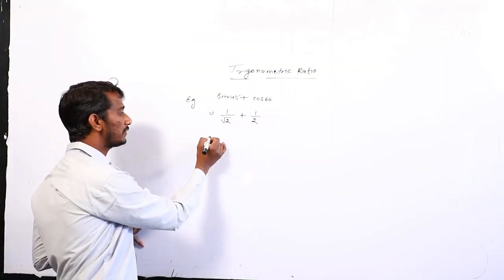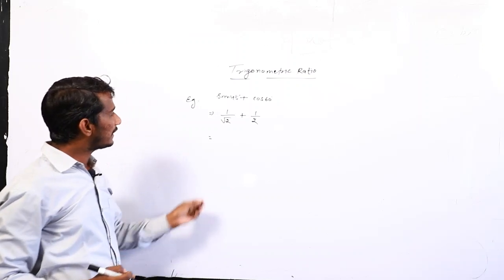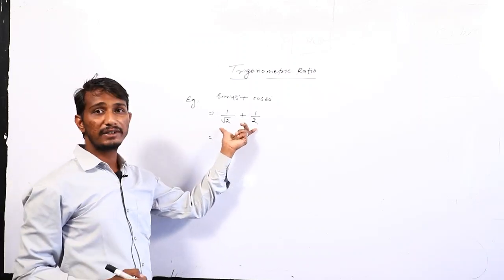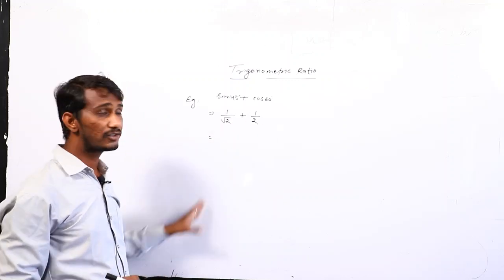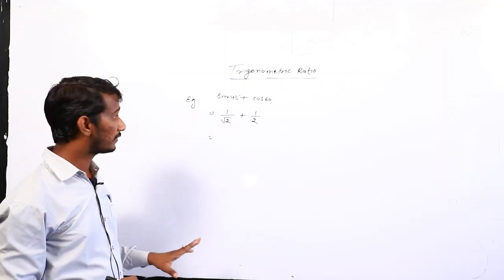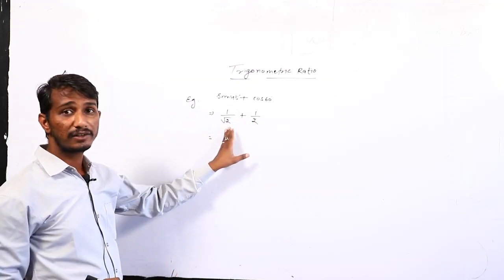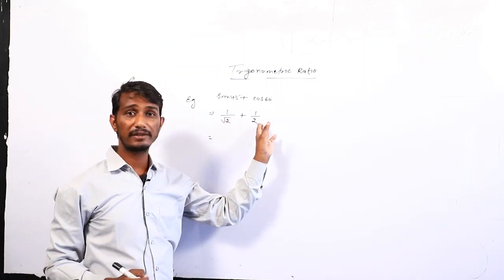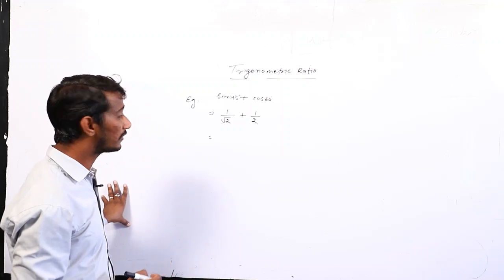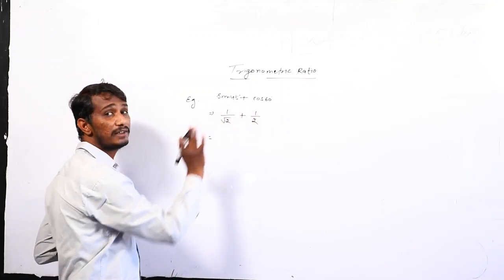Now add them. One of these is irrational and this is rational. So how do we add an irrational and a rational number? One more important thing: when we add an irrational number to a rational number, the result will be irrational. Okay, the sum will be irrational.